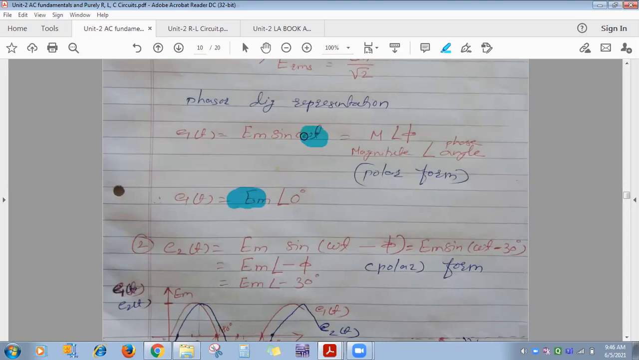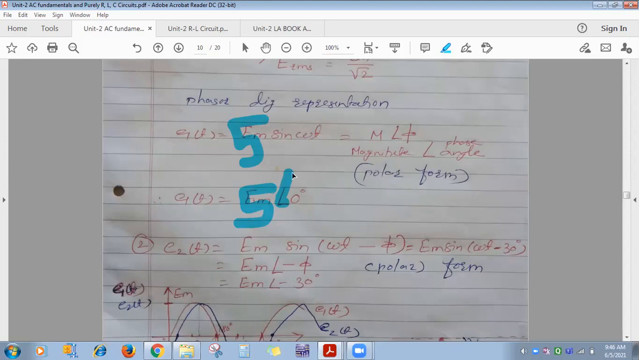After omega t, is there any plus or minus angle? Is there some angle after omega t? No, ma'am. Nothing is there, that's why 0 degree. Okay, this is called the polar form. Suppose it is 5 sin of omega t. So what will be the polar form? Peak and some angle. What is the peak value? 5. And after omega t, is there any angle? No. That's why 0 degree.